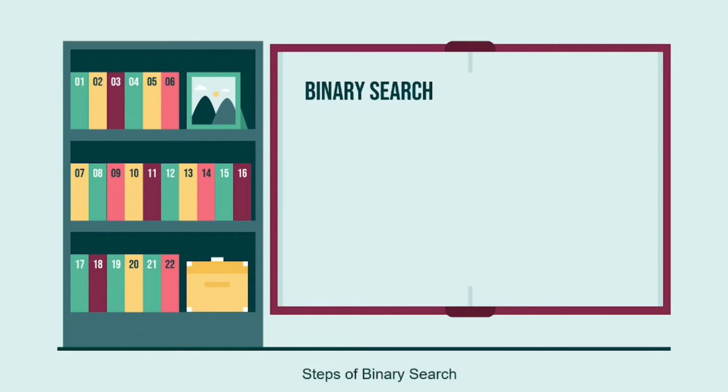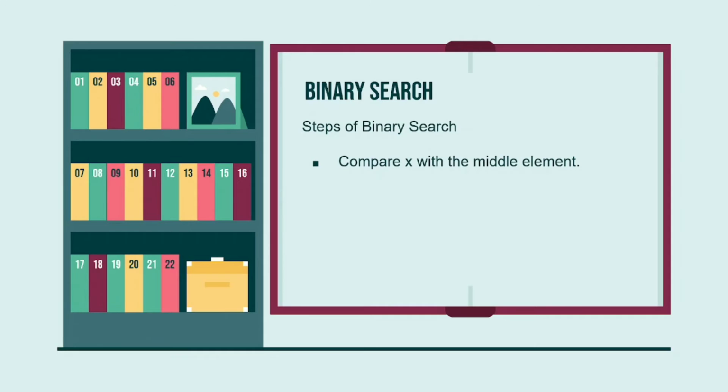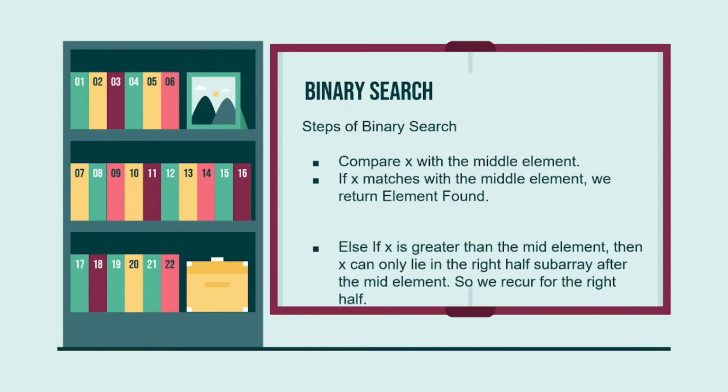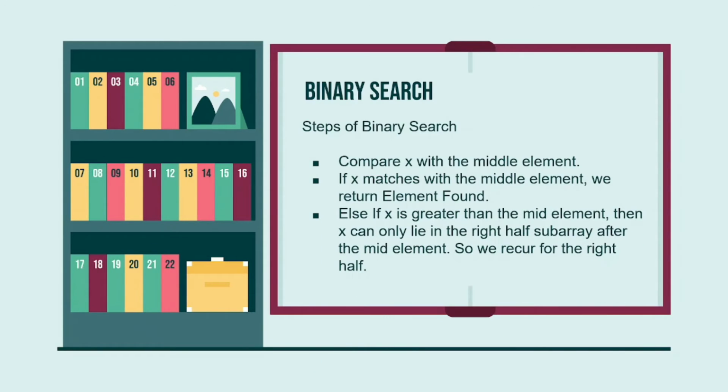Before jumping to the code, let's see the steps in the binary search. You have to compare the element that you want to find with the middle element. If the element that you want to find matches with the middle element, we return element is found. If it is not equal, then we check if the element is greater than the middle element. Then the element can only lie on the right array after the middle element. So we recur the right array. If it is not greater, then it is smaller. Then we have to recur the left part of the array.